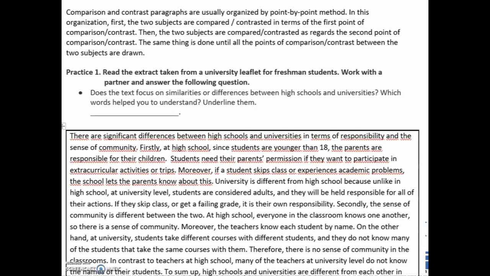Let's continue with some practice. So in our writing on page 1, we see an extract taken from a university leaflet for freshman students. Okay, take a look at the paragraph and think about this question. Does the text focus on similarities or differences between high schools and universities? How did you decide? Which words helped you to understand? Please underline. It's better to pause the video here to do the exercise.